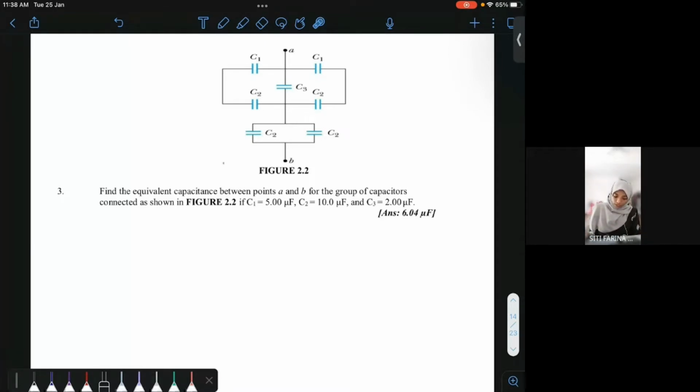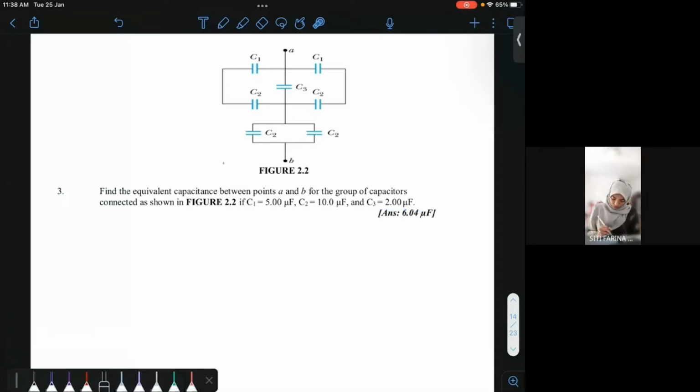Okay, find the equivalent capacitance between point A and B for the group of capacitors connected as shown in figure 2.2. Okay, if C1 is 5 microfarad, C2 is 10 microfarad, and C3 is 2 microfarad.